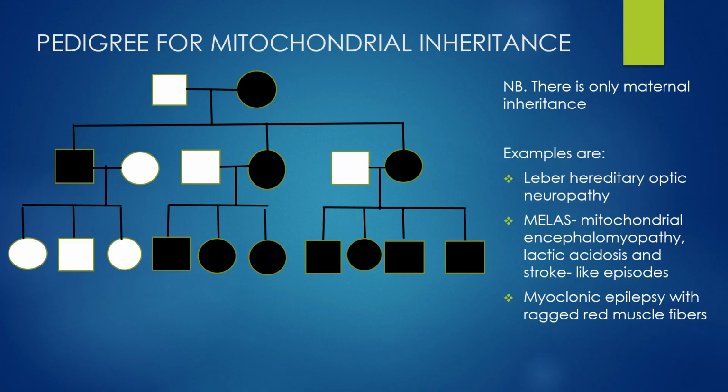The next type of inheritance we will be looking at is mitochondrial inheritance. I do want us to take note of the fact that there is only maternal inheritance here. That is, we only inherit our mitochondrial DNA from our mother's side. So if you take a look at our first and second generations, you can see that the mother passed down the disorder to all three of her children.